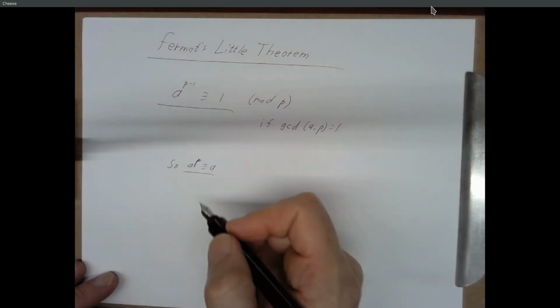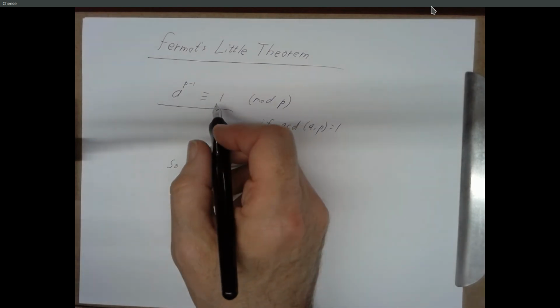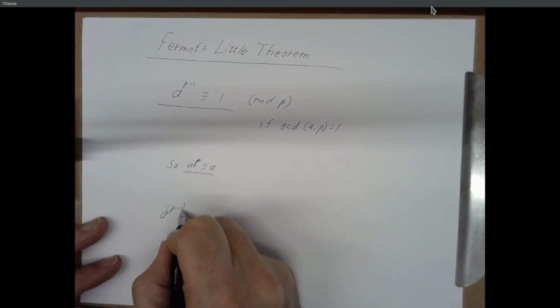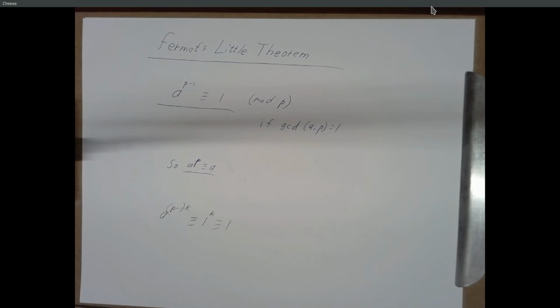So if you know a to the p minus 1 is congruent to 1, that's nice because you can take powers of that and it's just going to be congruent to a power of 1, which is 1. So a to the p minus 1 times anything is going to be congruent to 1 to the k, which is just 1. So this lets you take giant leaps in finding powers of a.